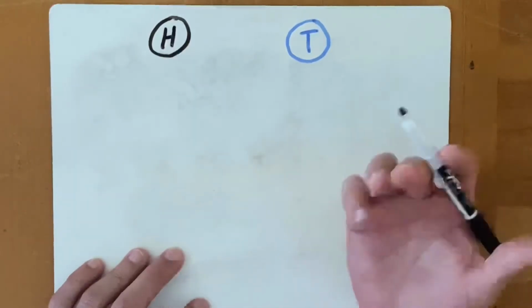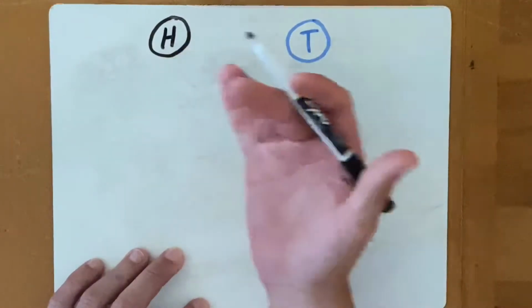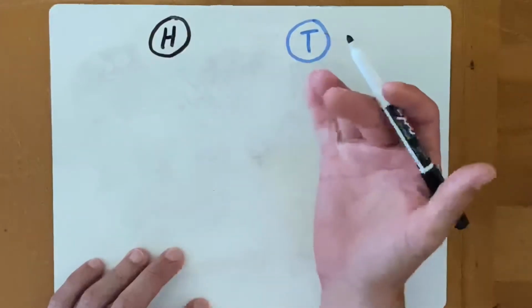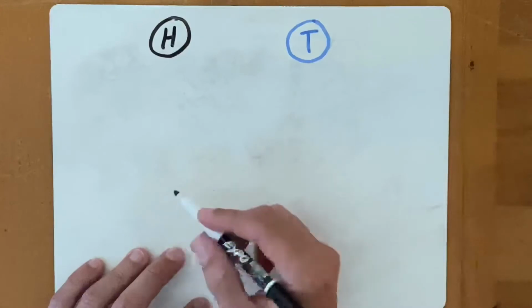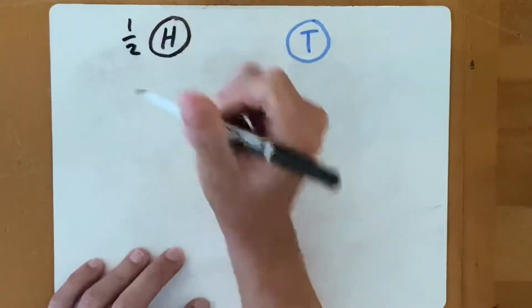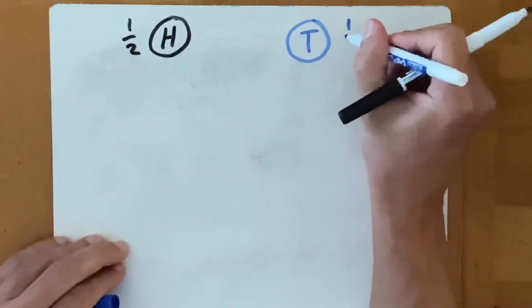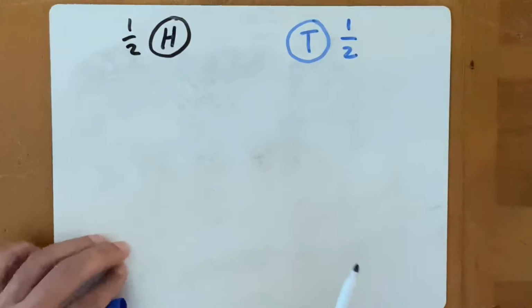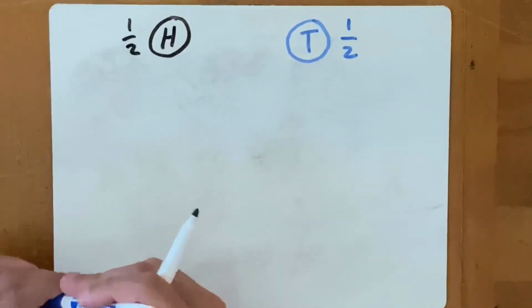All right, so if we flip a coin, then we have an equally likely chance of it coming up one or the other. So we've got a 50% chance of either getting heads or tails, or a probability of 1/2 for each. So the probability of that coin landing on heads is 1/2, and the probability of it landing on tails is also 1/2.